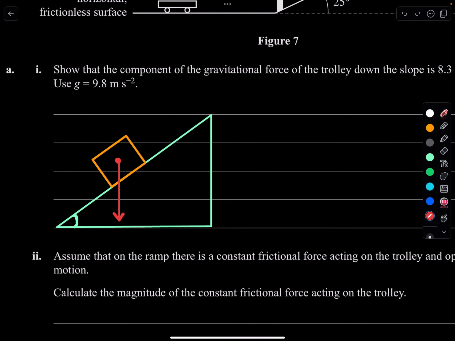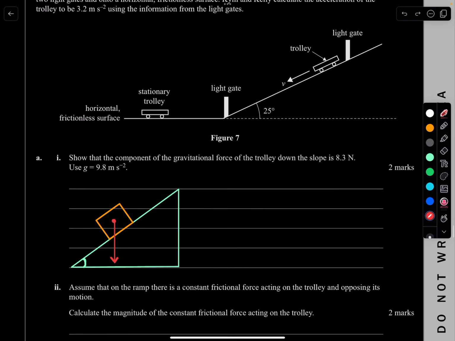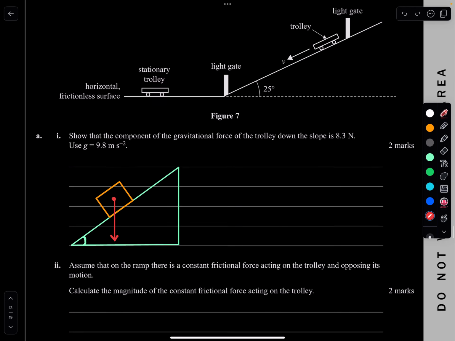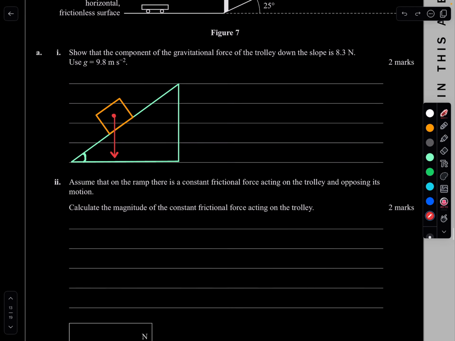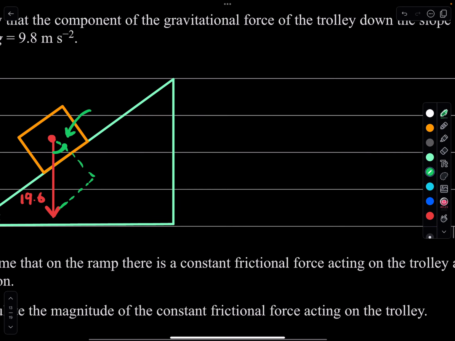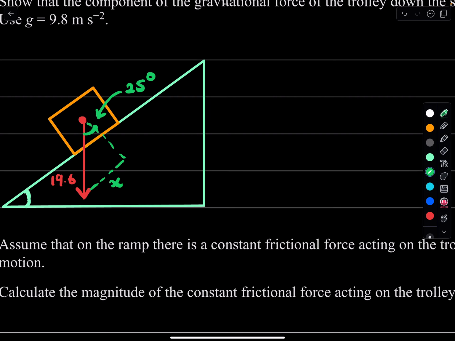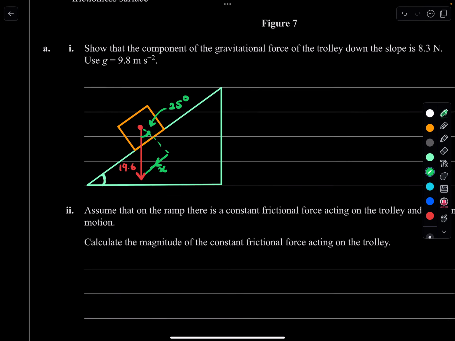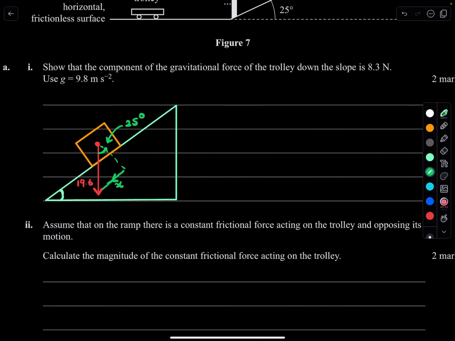So this force is what? We know it's going to be 2 times 9.8. What's 2 times 9.8? Because it's mass times gravity, 19.6. And so if we break it down into its components, where we know this angle here is the same as the angle, 25, what do we have here? We want to calculate this component of the gravitational force. That is what makes the trolley go down, basically, and that's what we're trying to calculate.